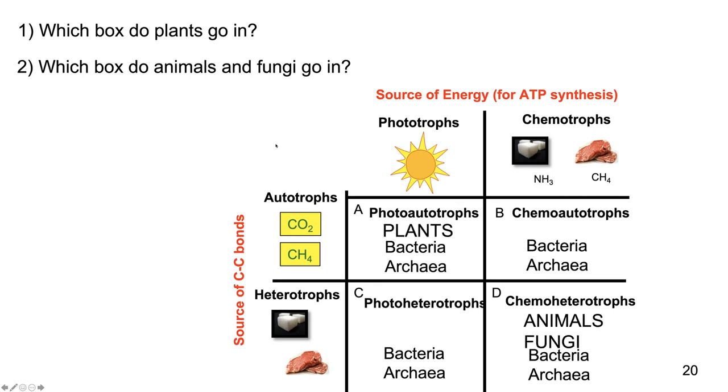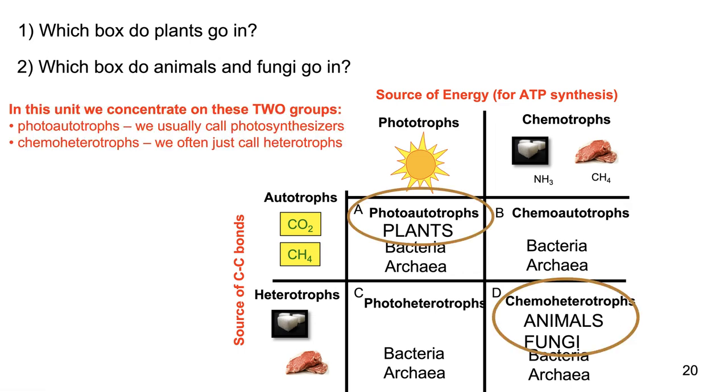Okay, so if you said plants go into box A, plants are photoautotrophs. They get their energy from sunlight, they get their carbon-to-carbon bonds from carbon dioxide, so they are photoautotrophs. And then animals and fungi are examples of chemoheterotrophs. So they get their energy from consuming chemicals from other organisms, and they get their carbon-to-carbon bonds from eating other organisms. Okay, so animals and fungi are chemoheterotrophs.